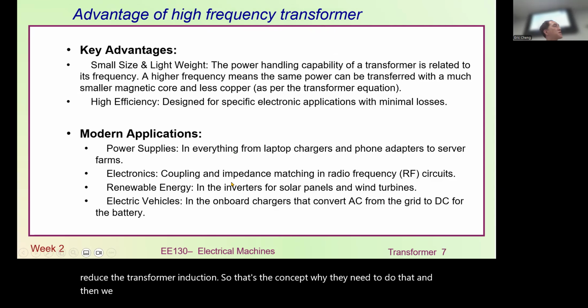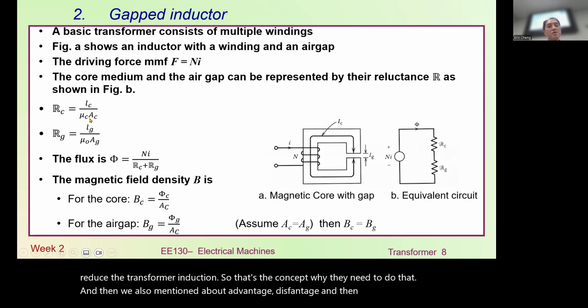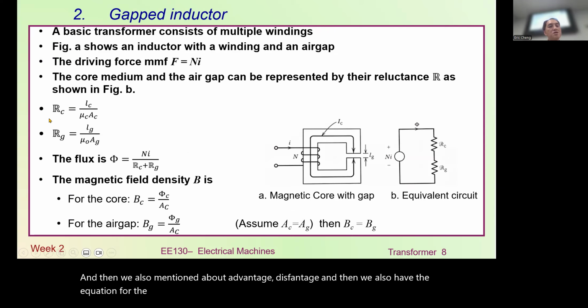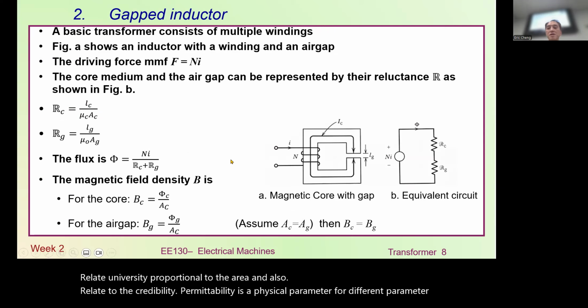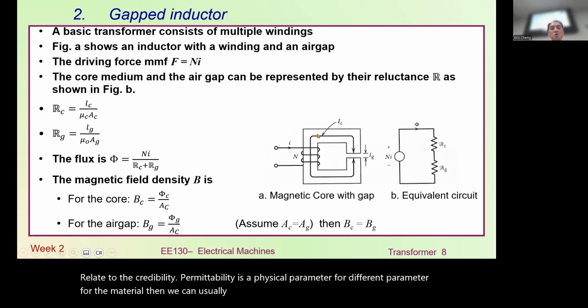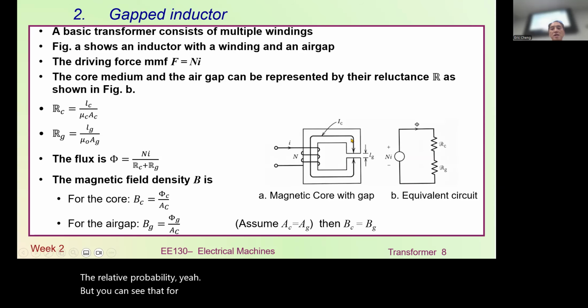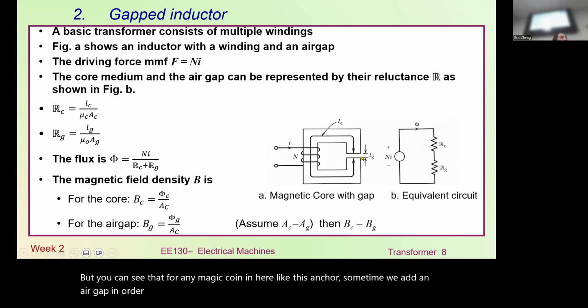And then we also mentioned advantages and disadvantages. And then we also have the equation for the reluctance. Basically, the reluctance equation is very similar to the resistor: it relates to the length, is inversely proportional to the area, and also relates to the permeability. Permeability is a physical parameter that differs for different materials, and usually we mention the relative permeability. But you can see that for any magnetic core, like this iron core, sometimes we add an air gap in order to increase or control the total reluctance. So if there is reluctance in this path, and we also add reluctance here, the total reluctance is the summation.